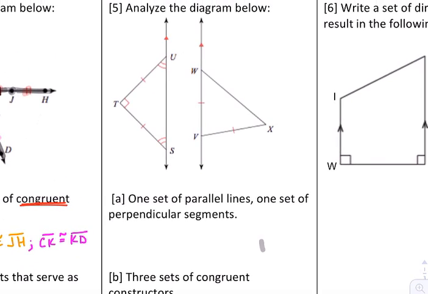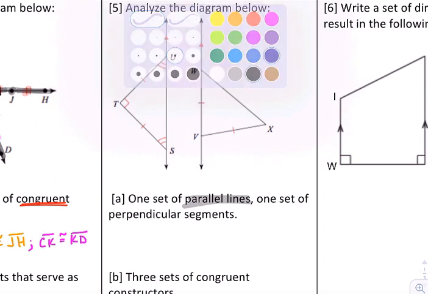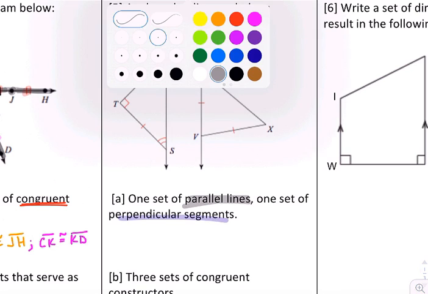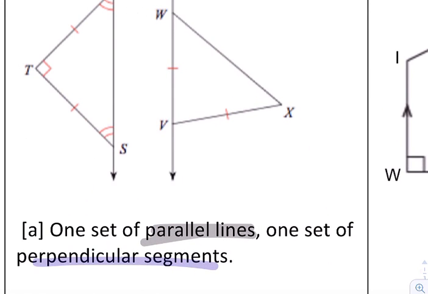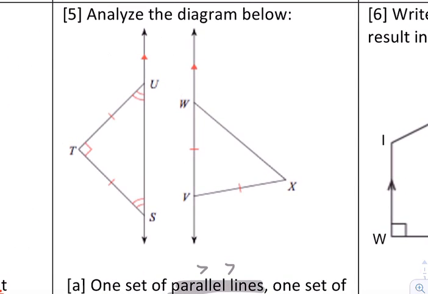Moving on to the second one, we have to analyze the diagram below. And so here we need 1 set of parallel lines, okay? 1 set of perpendicular segments. So we have to kind of interpret what those things mean. Parallel just means they're going to be running the same direction, same distance apart. We can also note that we're looking for symbols like this. That's what parallel means. And so if we go to our diagram, we do have 1 set of parallels that run right down the middle of the diagram.